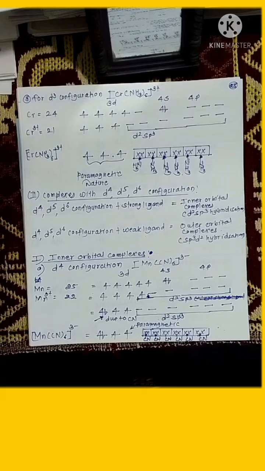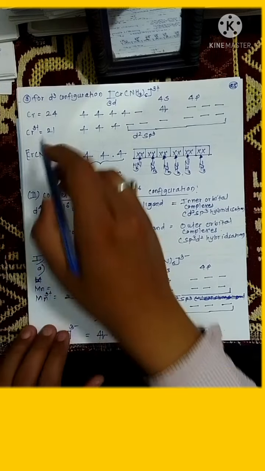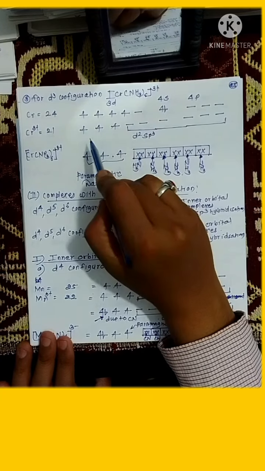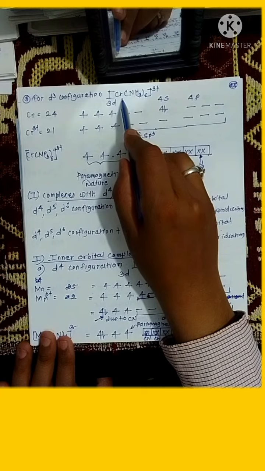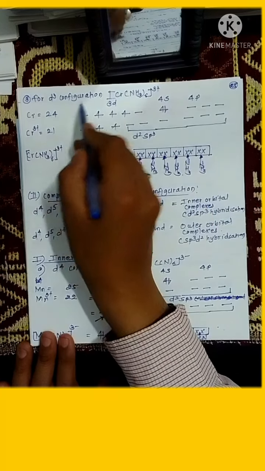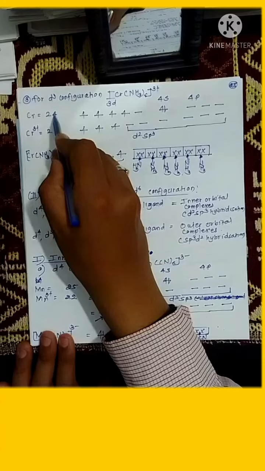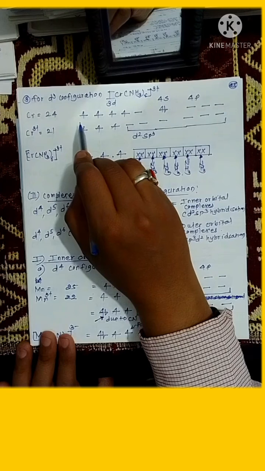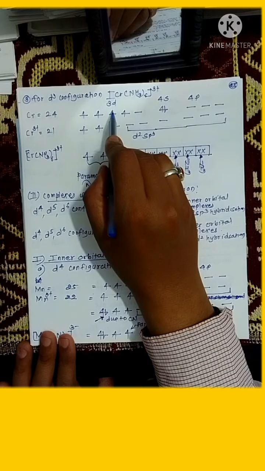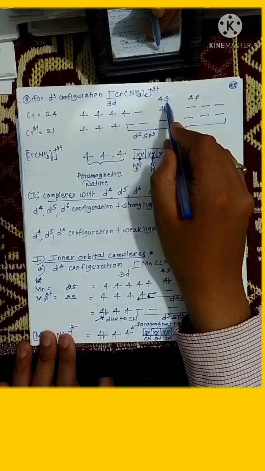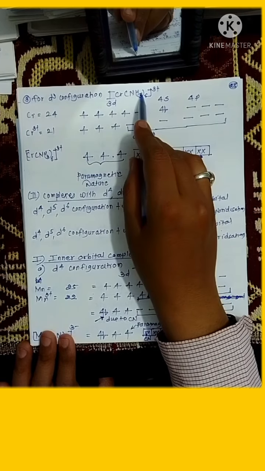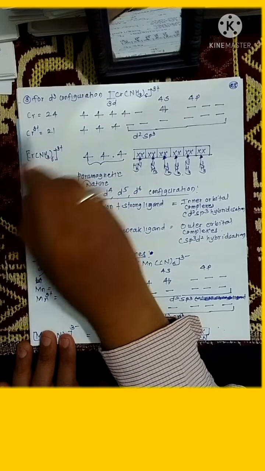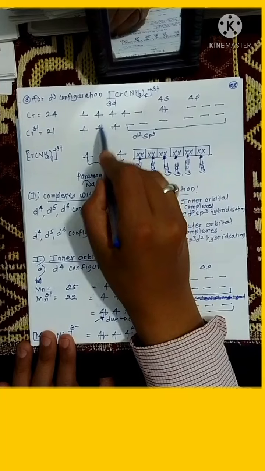Now we are going to see the example of d3 configuration, that is Cr(NH3)6 3+. We know that chromium has atomic number 24 and its electronic configuration is written as 3d4 4s2. In this complex, chromium is present in the 3+ oxidation state. That's why it is written as 3d3.